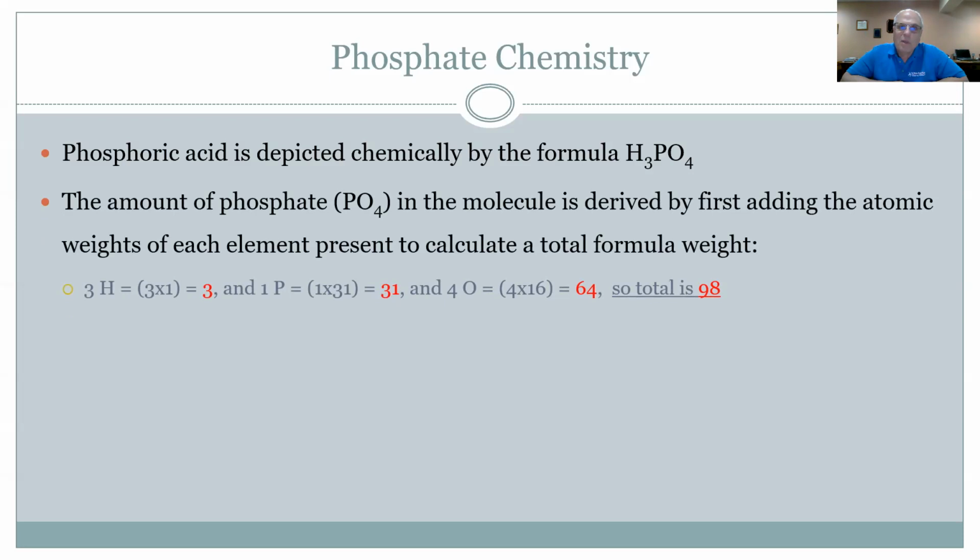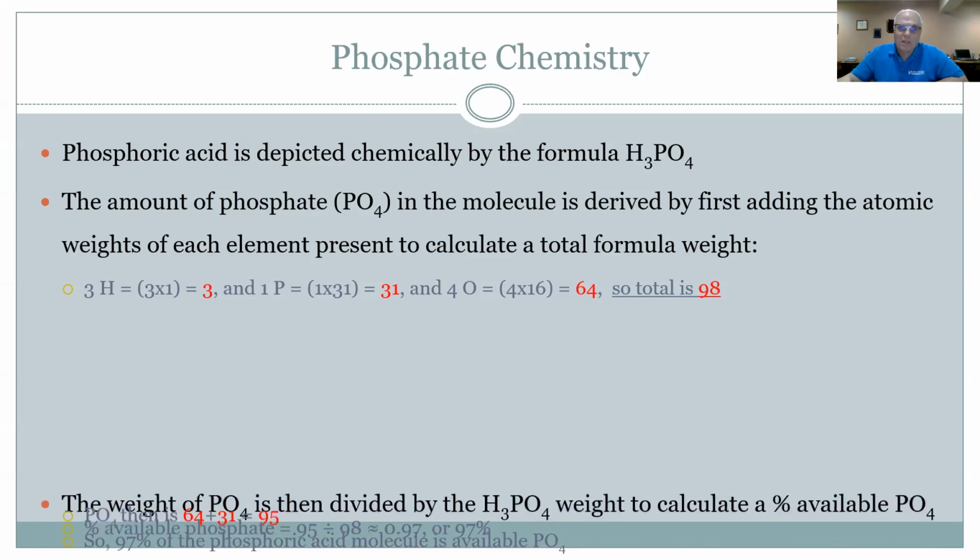The phosphorus would be 1 times 31, or 31 total. So now we've got 3 for the hydrogen, 31 for the phosphorus. And we notice that there are 4 oxygens, and each oxygen is worth 16 for an atomic weight. So 4 times 16 would be 64. So when I add those 3 up, I come up with 98 total formula weight.